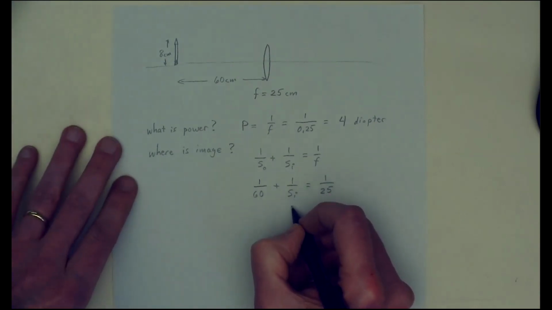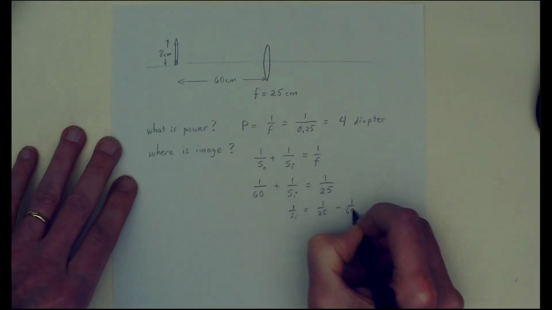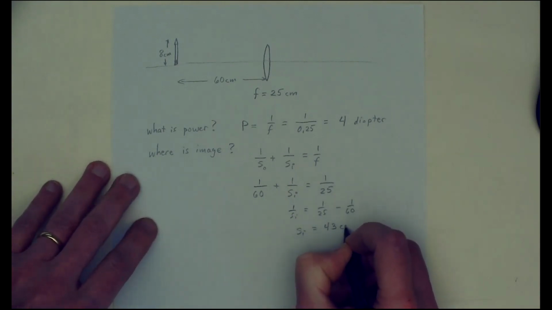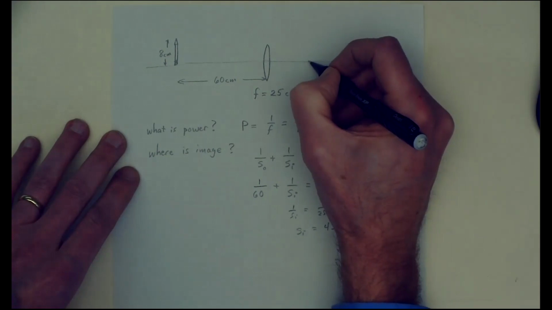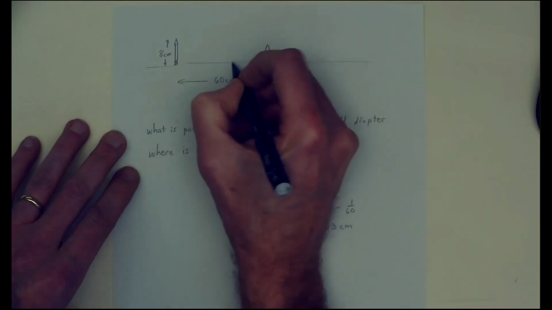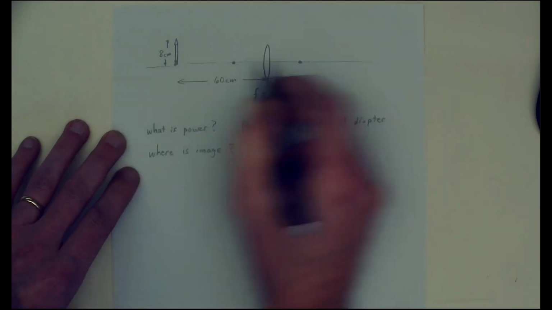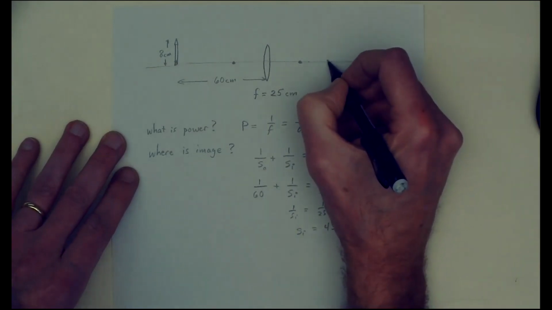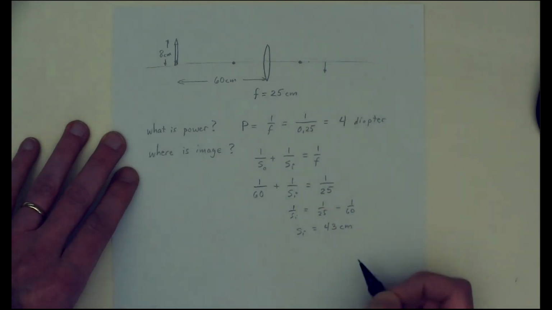So 1 over s_i is going to be 1/25 minus 1/60. And if you work that out, s_i turns out to be about 43 centimeters. So the image will be located... if that's 60, then where is 25? That would be 30, a little less than that. So there's a focal point, and here's a focal point. The vertical distance isn't to scale, but the rest of this can be. 25, and now we've gone out almost twice that far. So out about here would be our image.